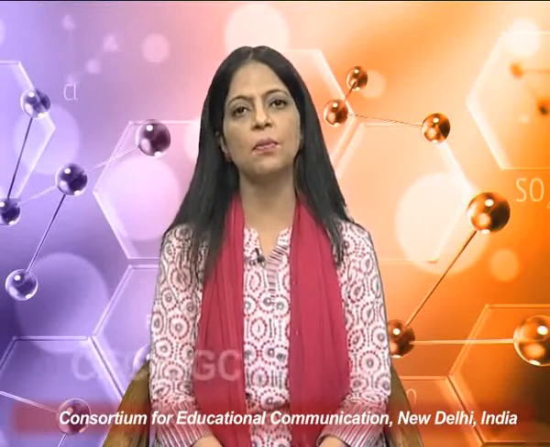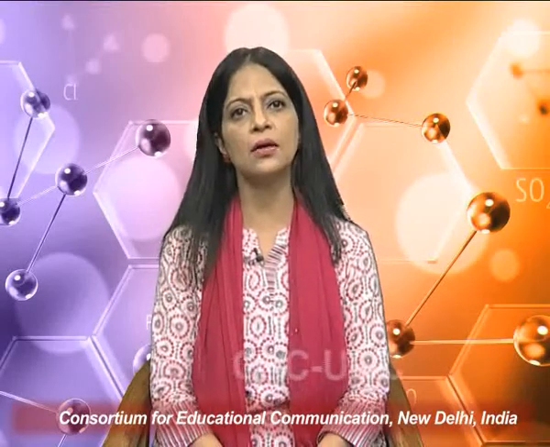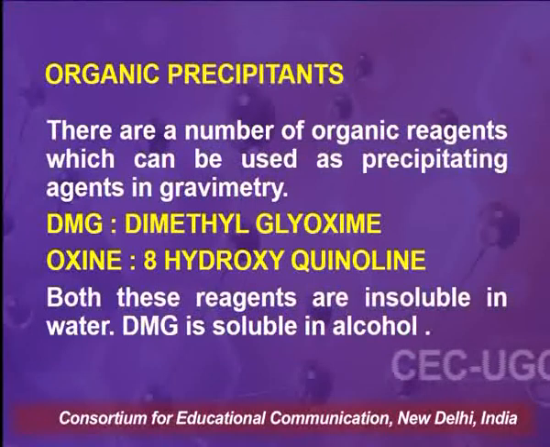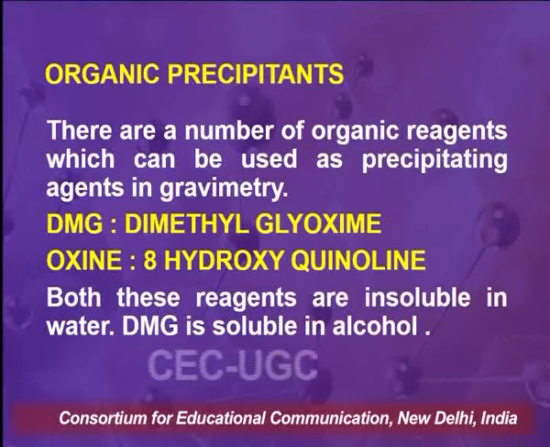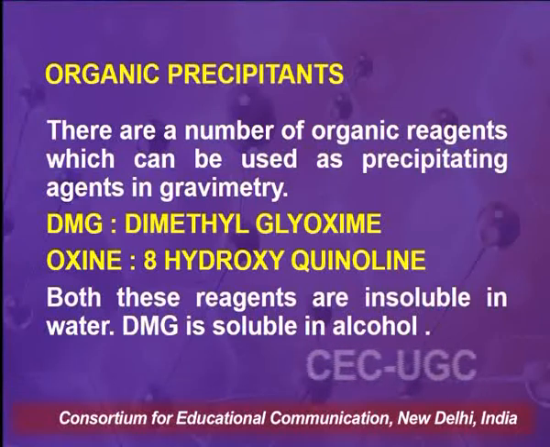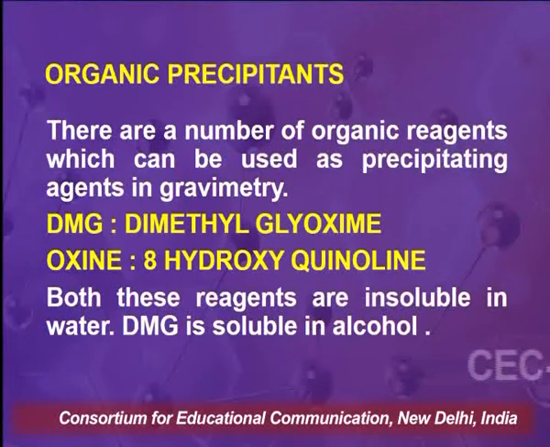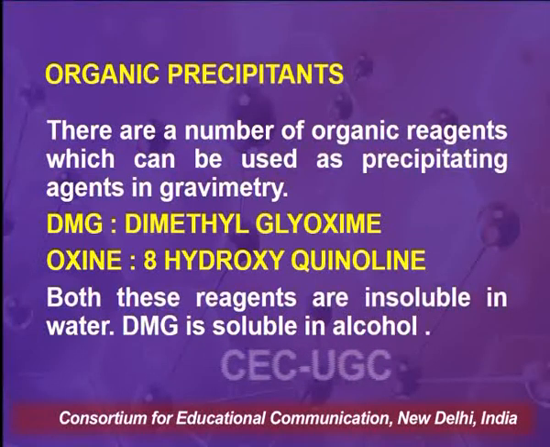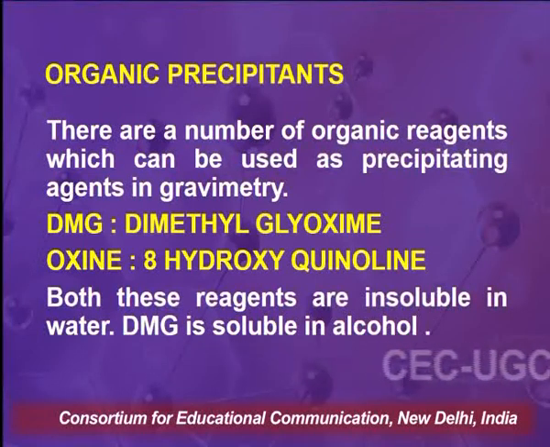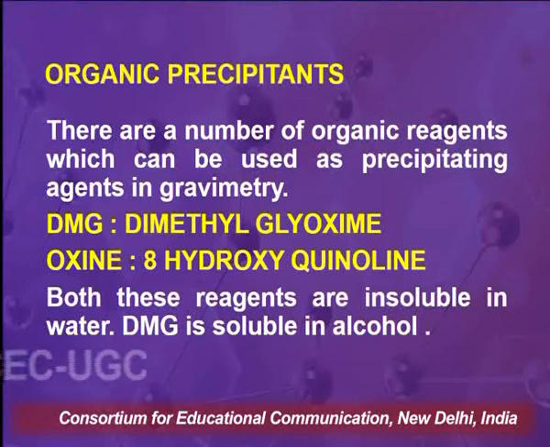Apart from general precipitating agents, certain organic reagents can also behave as precipitating agents, or as we say, precipitants. There are a number of organic reagents which can be used. For example, DMG, which is also termed dimethylglyoxime, and oxine, which is also known as 8-hydroxyquinoline. Both these reagents are insoluble in water.